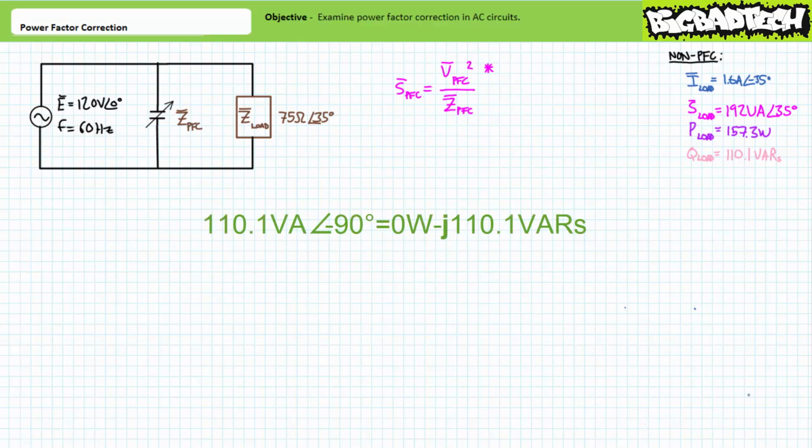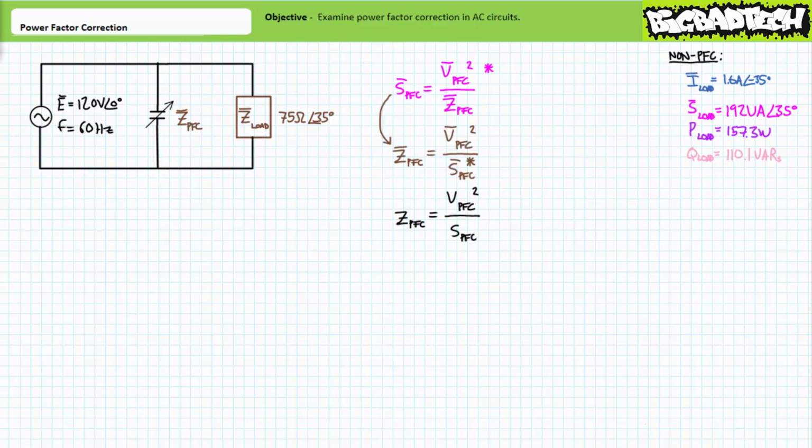In this case, we know that the variable power factor correcting capacitor needs to supply 110 volt amperes at an angle of negative 90 degrees of apparent power. Given we know our desired apparent power figure and we know the voltage in this perfectly parallel circuit, we can rearrange this equation to solve for impedance, where impedance equals voltage squared divided by the complex conjugate of apparent power.